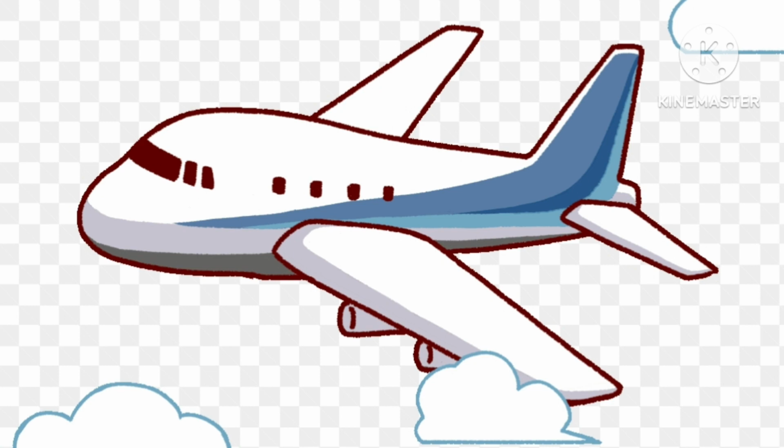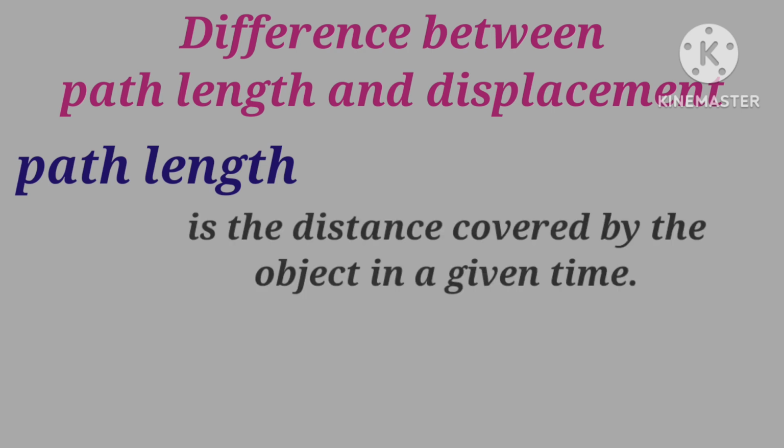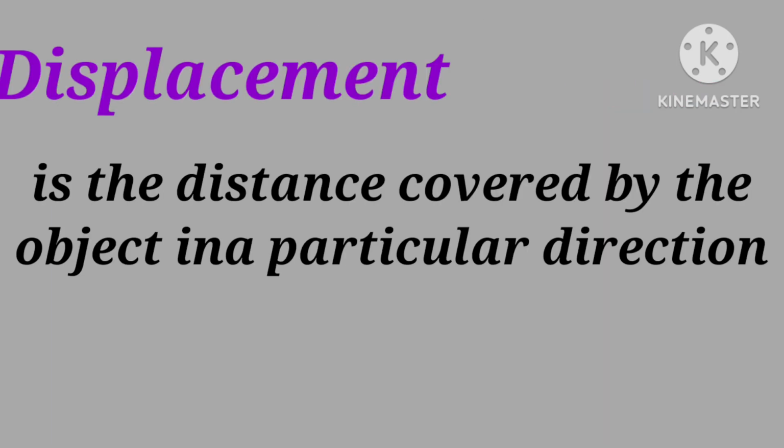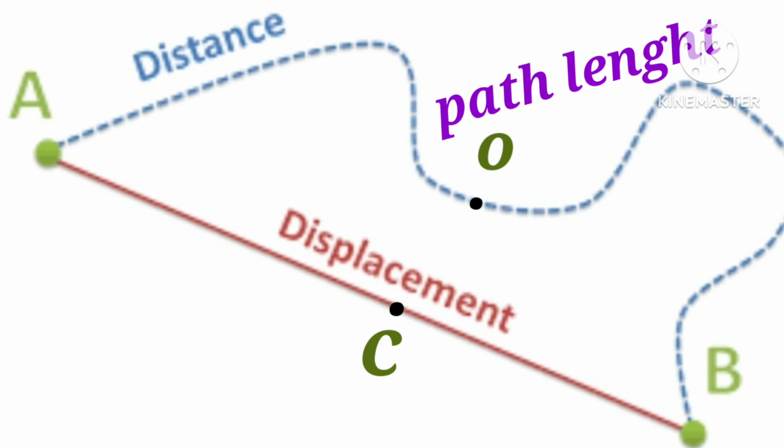Our next topic is the difference between path length and displacement, or we can say the difference between distance and displacement. We can define path length as the distance covered by the object in a given time. In path length, we do not consider the direction of the motion of the object, and displacement is the distance covered by the object in a particular direction. Displacement has both magnitude and direction, and hence it is a vector quantity. And as the path length does not have direction, that's why it is a scalar quantity.